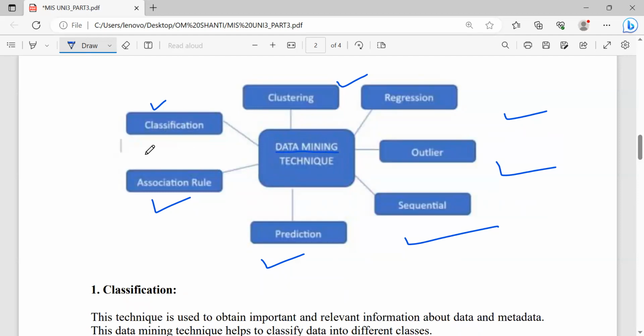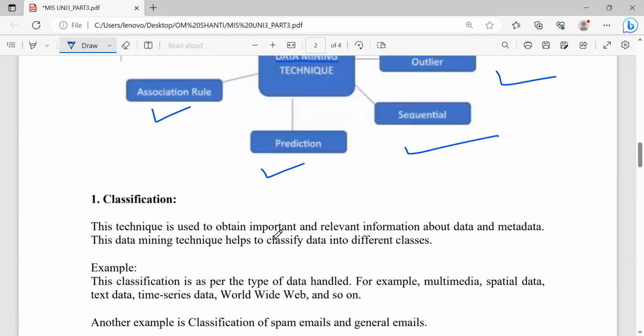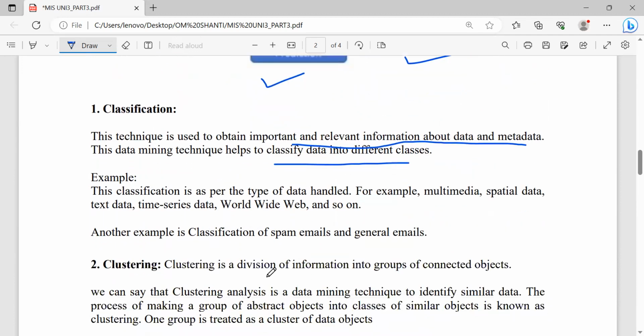So first is classification. The classification technique is used to obtain important and relevant information about the data and metadata. This data mining technique helps to classify the data into different classes. For example, if we want to classify email data, we want to classify the spam email, and we want to classify the email that comes in our general account. This is classification. We are classifying the information at the time of mining.